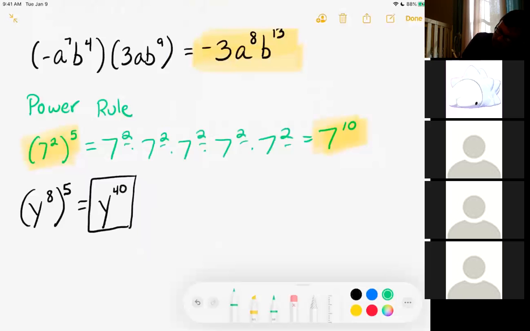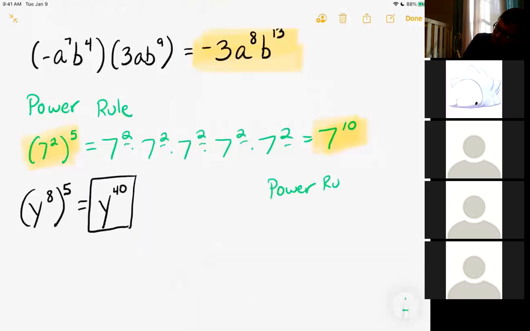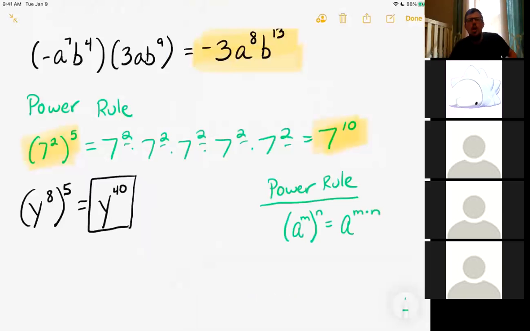The official math way to write the power rule, because I know you're dying to know, you're so curious, is like this. So the big difference between the product rule and the power rule is that in the product rule, you are multiplying 2 different bases together, 2 of the same base, but the point is there are 2 bases. In the power rule, it's only 1 base. It's just got multiple exponents.